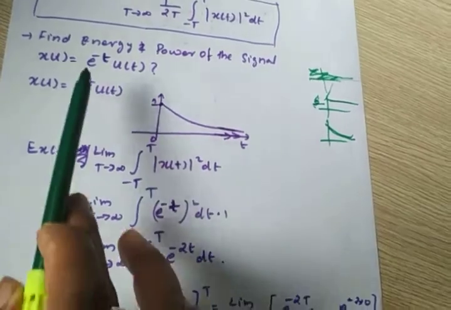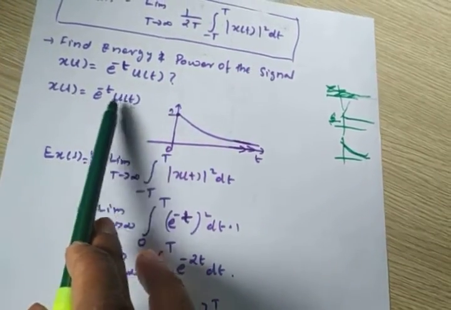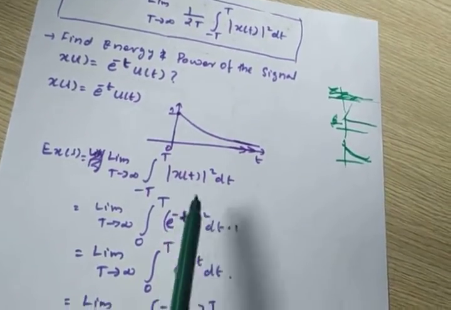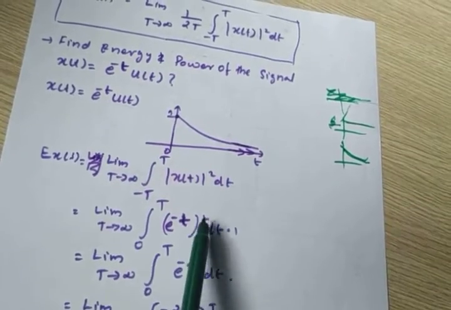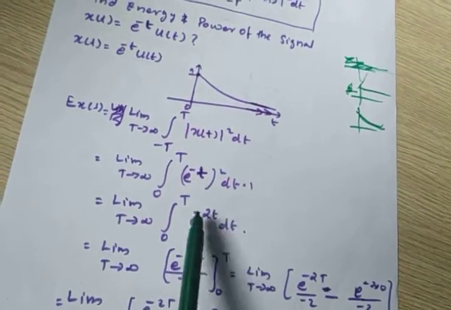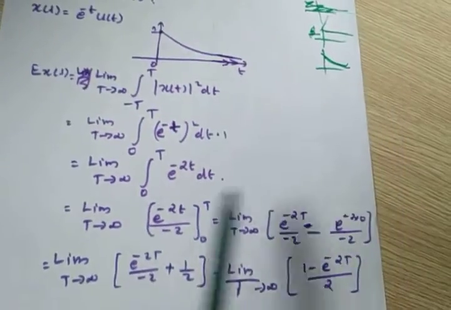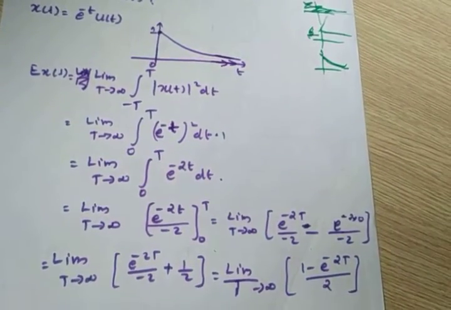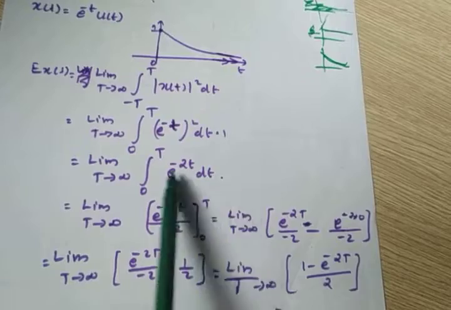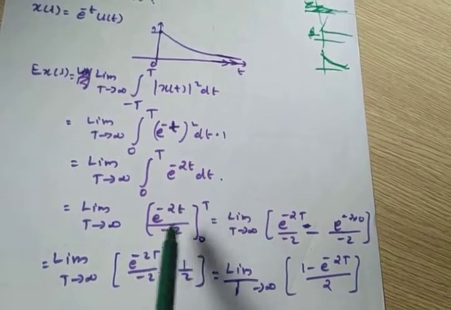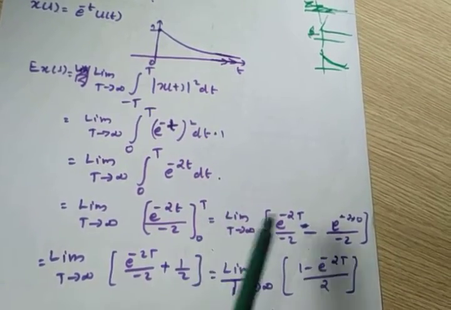x of t is e raised to minus t into u of t, and u of t is 1 only. So instead of x of t, we write e raised to minus t the whole square dt. e raised to minus t whole square is e raised to minus 2t dt. Limit T tends to infinity, integral of e raised to minus 2t. How to integrate it? e raised to minus 2t by minus 2, and the range is from 0 to T.